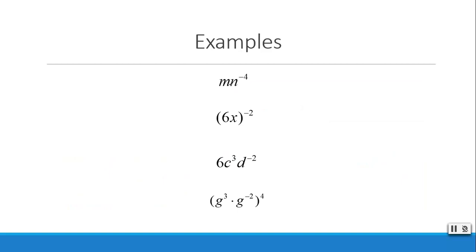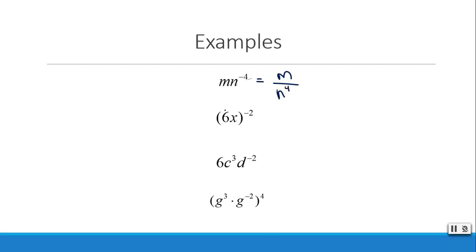Now this one is m times n to the negative 4. It's a rule of thumb in math that you never want to leave an answer with a negative exponent. So what's going to happen is this n to the negative 4 is going to drop down to the denominator, and it's going to become n to the positive 4 power.